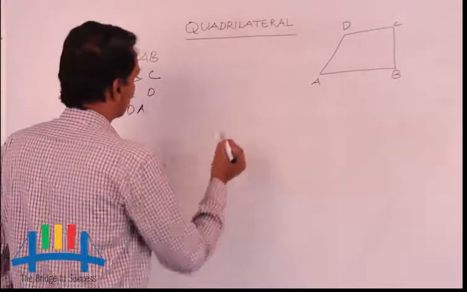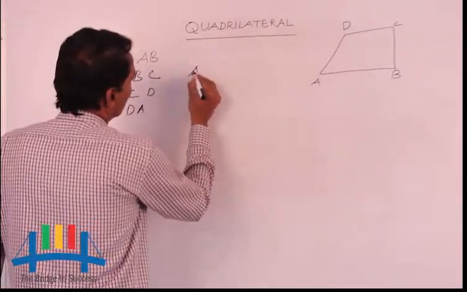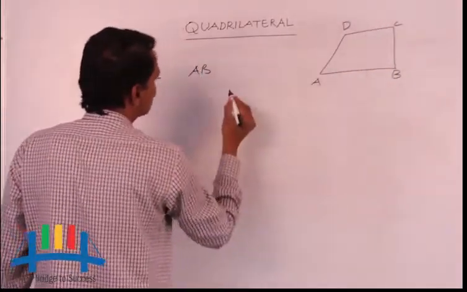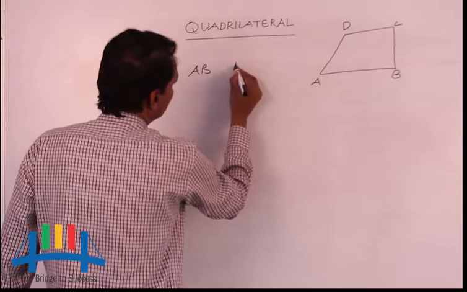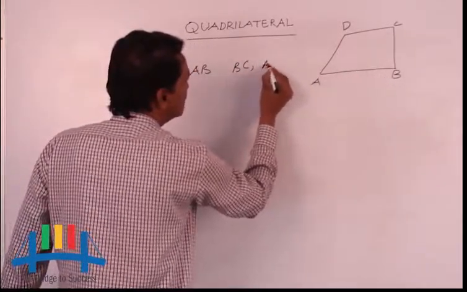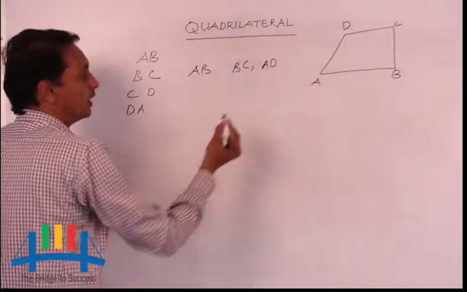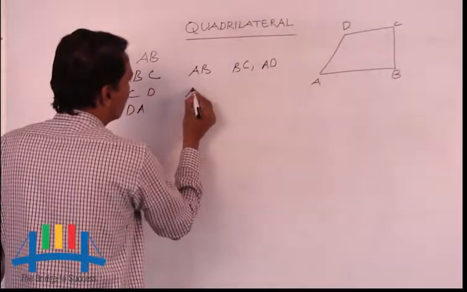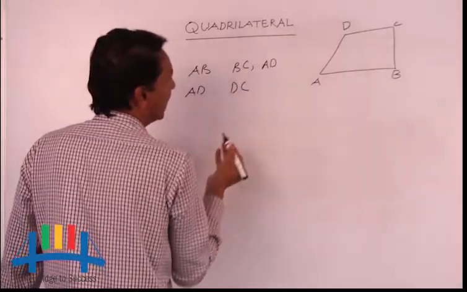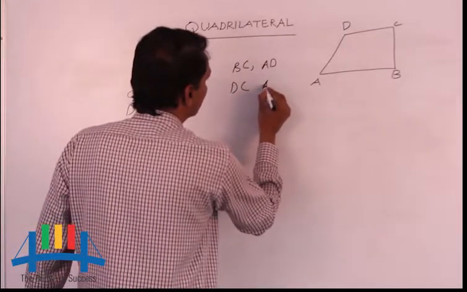In that, what are the corresponding sides for AB? For AB, BC is the corresponding side. In the same way, AD is also a corresponding side. If we take AD, what is the corresponding side for AD? DC is the corresponding side and AB is also the corresponding side.